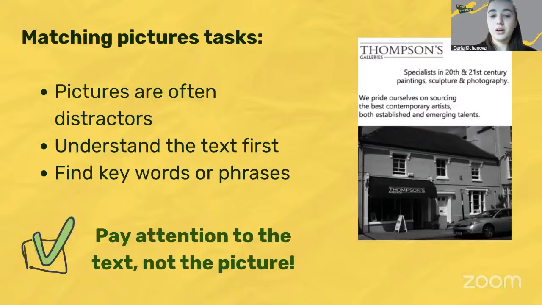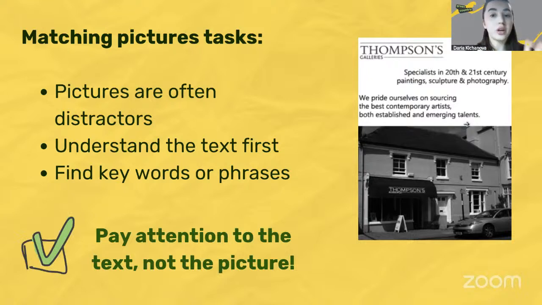So, what are the main tips here? First of all, we need to understand the text. What we have in this text, why and how we can choose the answer. And you need to find some keywords or phrases in this text. Let's, for example, take a look at this one. Here we can see: we pride ourselves on sourcing the best contemporary artists, both established and emerging talents.